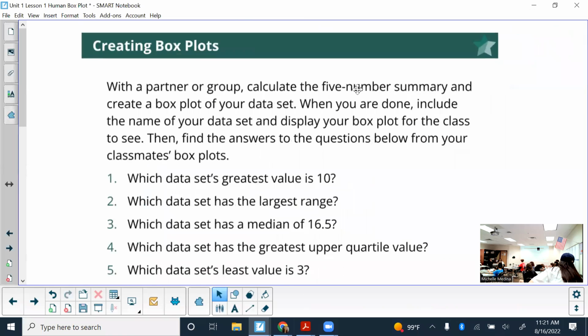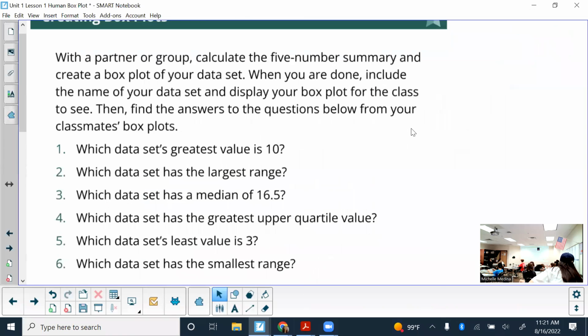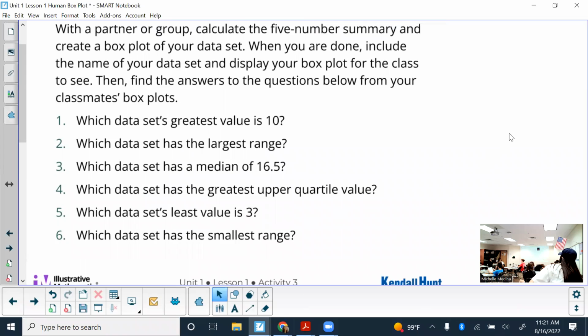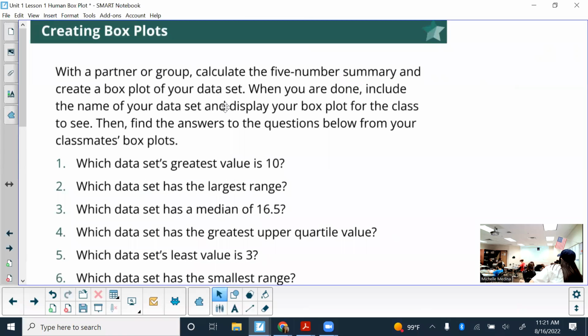You're going to look at each of the dot plots and answer these questions. So when you are looking at the dot plots, you're going to look for which data set's greatest value is 10, which data set has the largest range, which data set has a median of 16.5. You're going to basically evaluate each other's box plots in order to figure that out. Questions?